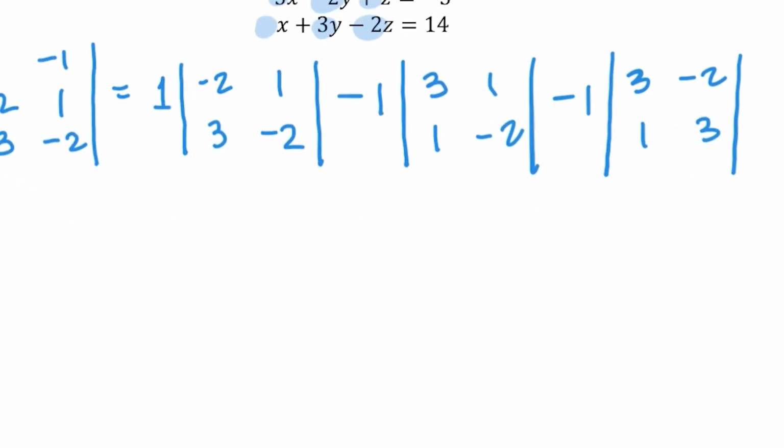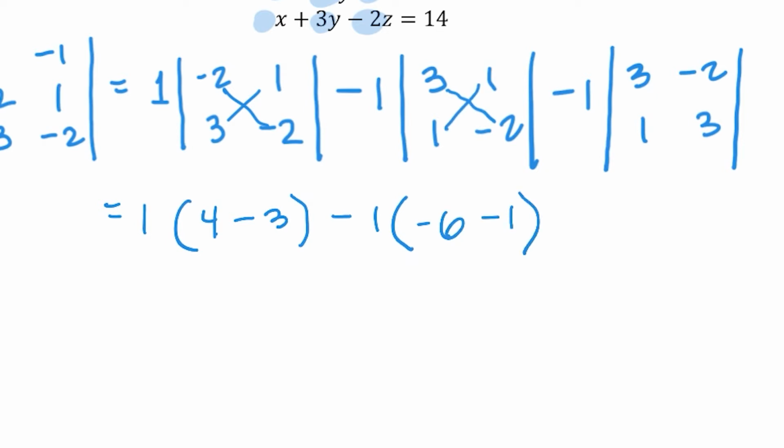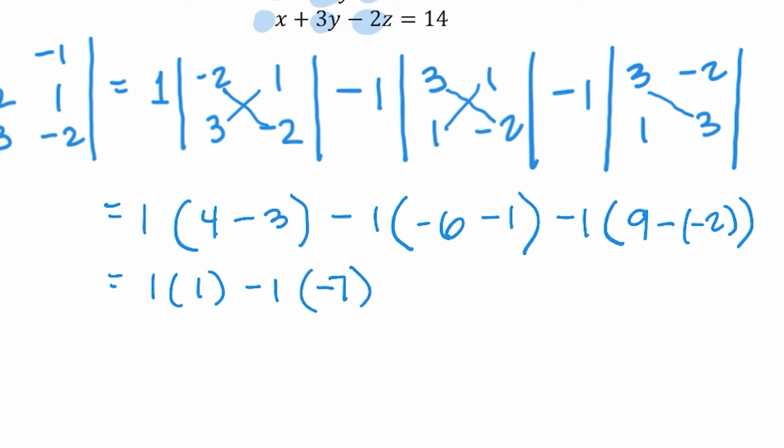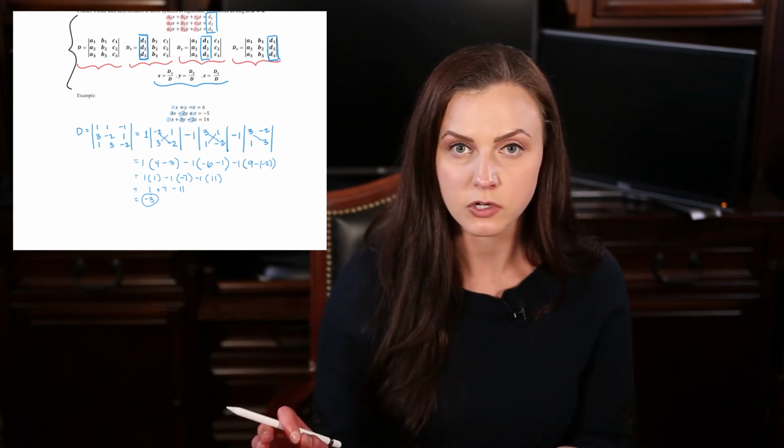So there's a few 2x2s here. This will be 1 times negative 2 times negative 2 is 4, minus 3 times 1 is 3. And we have minus 1 times 3 times negative 2 is negative 6, minus 1 times 1. And then minus 1 times 3 times 3 is 9, minus a negative 2. So this is 1 times 1 minus 1 times negative 7 minus 1 times 11. So this is really 1 plus 7 minus 11, which is negative 3. So that is the value for D. And since that value is not equal to 0, that means we can use Cramer's rule.